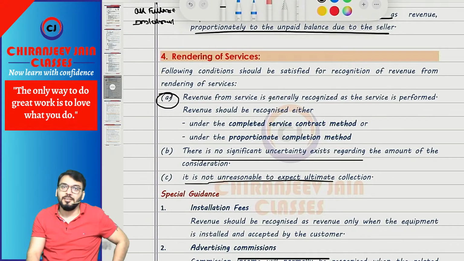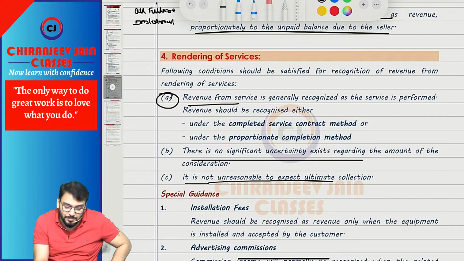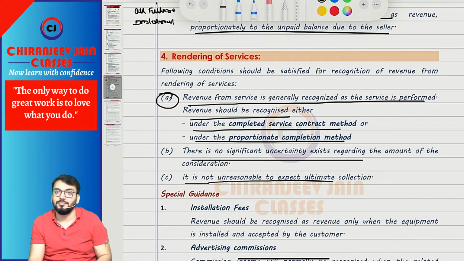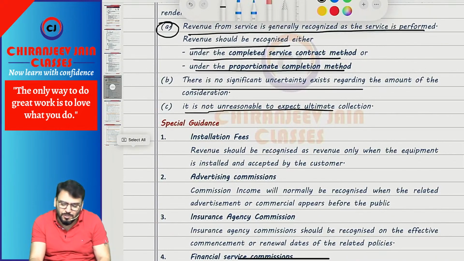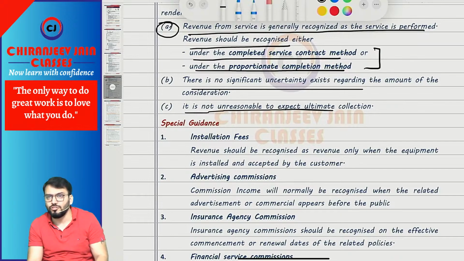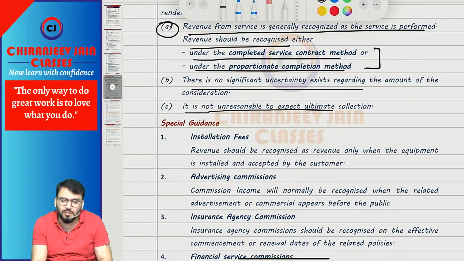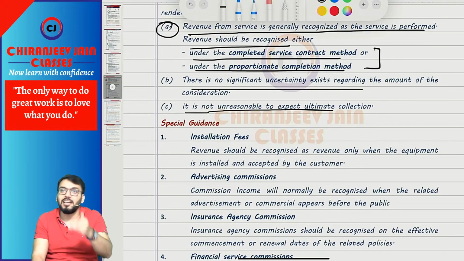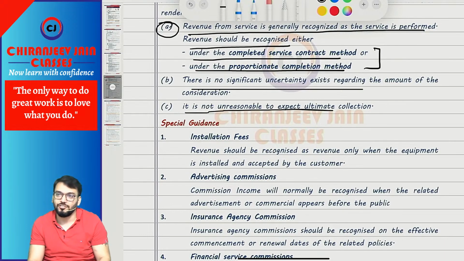Revenue from service is generally recognized when the services are performed. Revenue should be recognized either under the completed service contract method or under the proportionate completion method. Understood? This will depend upon the information given in the question. Normally they ask proportionate only because that is a more interesting question. So once that act is completed, that much revenue will be recognized.